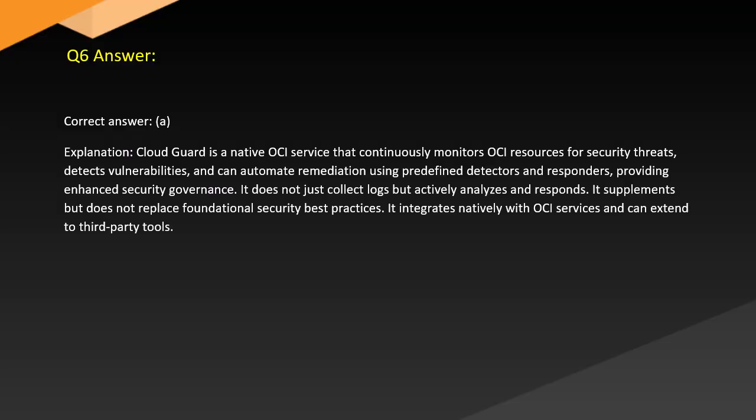Answer. Correct answer, B. Explanation. CloudGuard is a native OCI service that continuously monitors OCI resources for security threats, detects vulnerabilities, and can automate remediation using predefined detectors and responders, providing enhanced security governance. It does not just collect logs, but actively analyzes and responds. It supplements but does not replace foundational security best practices. It integrates natively with services and can extend to third-party tools.